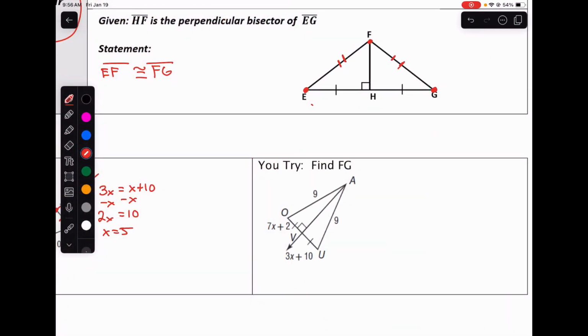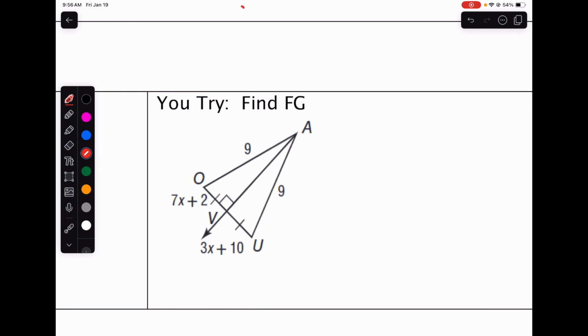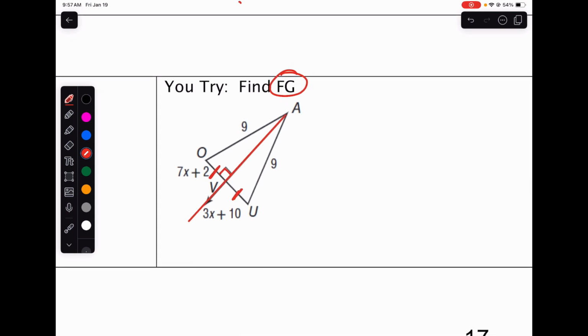All right, for this next one, they want us to find FG. Now again, we have a perpendicular. We can see it's perpendicular by the box. And we know it's a bisector because we have these little dash marks here. They want us to find the measure of FG, which ironically is not on this diagram. So let's go ahead and change the diagram to match. Or how about this? I'll change the question. How about we find the length of OU?